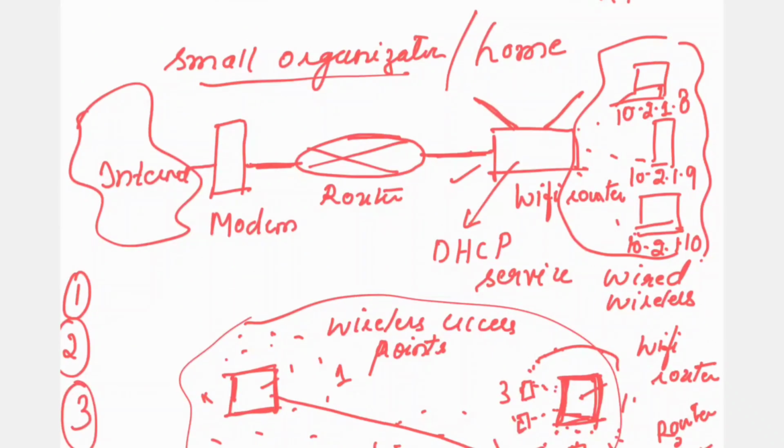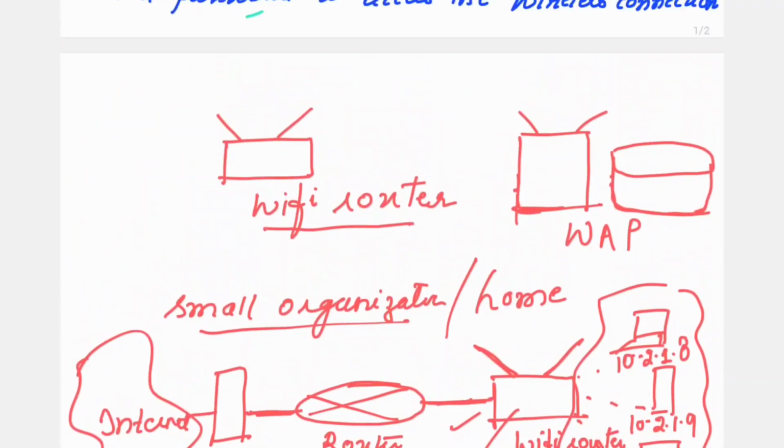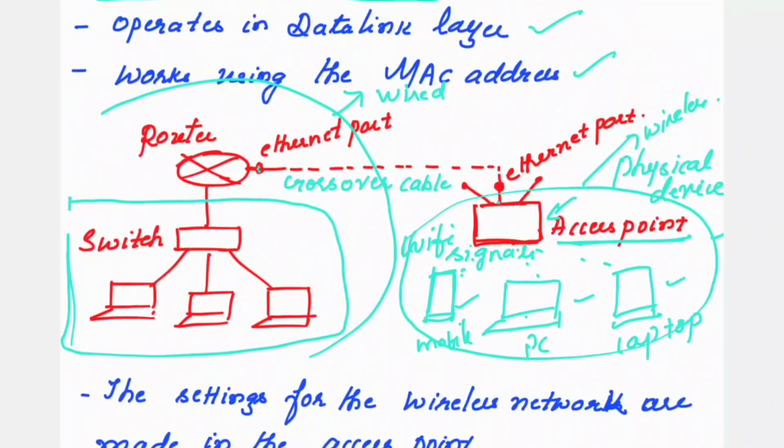So I have just tried giving a brief explanation of the differences between the Wi-Fi router and the wireless access point. Hope the explanation is clear to you all.